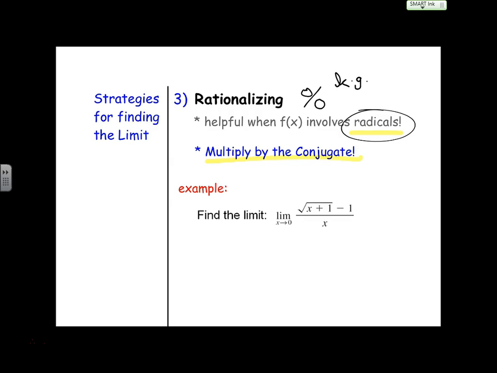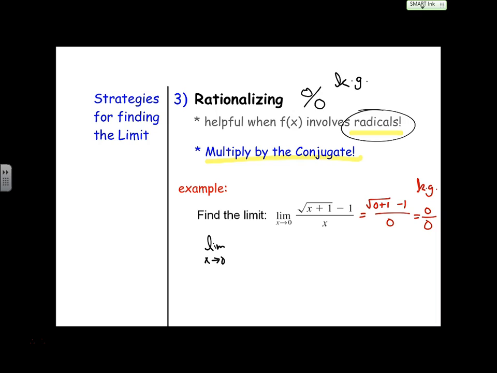Now, just to prove this to you, we should, of course, always try to plug in 0 plus 1 minus 1, which is 1 minus 1, which is 0. However, it's not a bummer because there's still maybe an answer out there. How do we do it? We multiply by the conjugate.